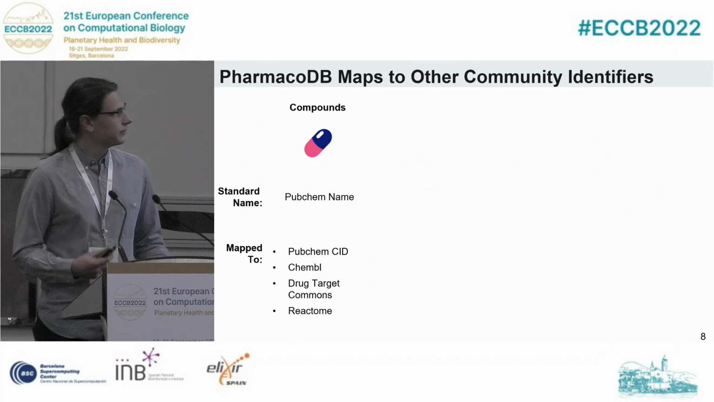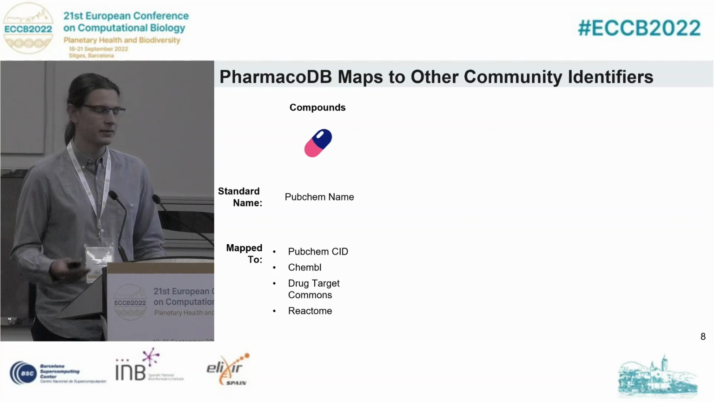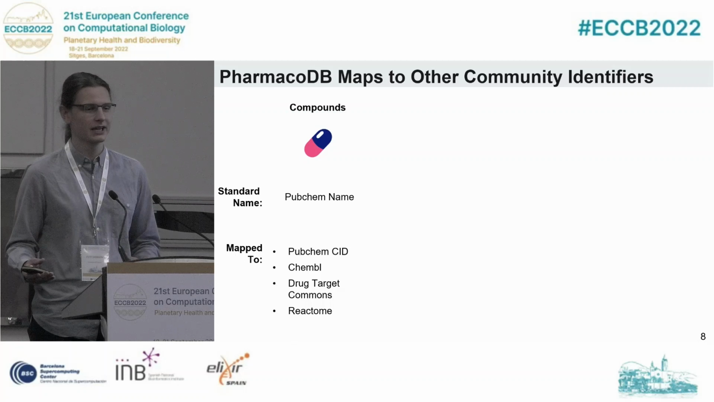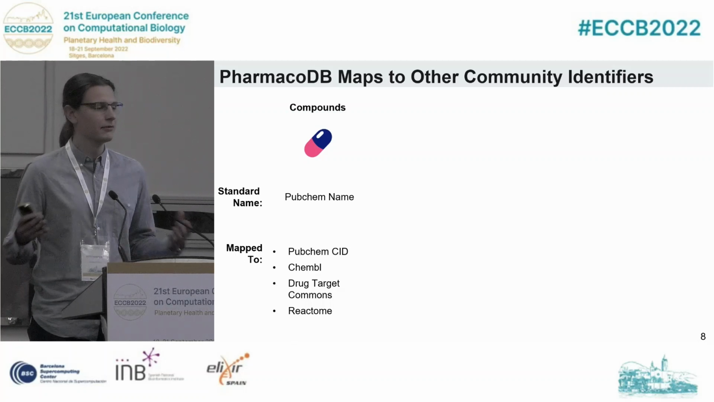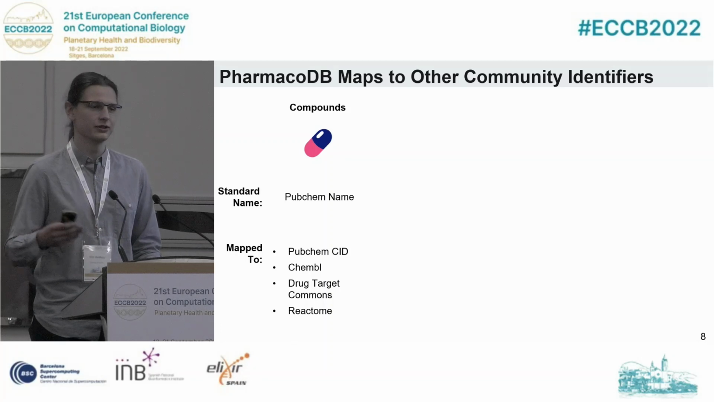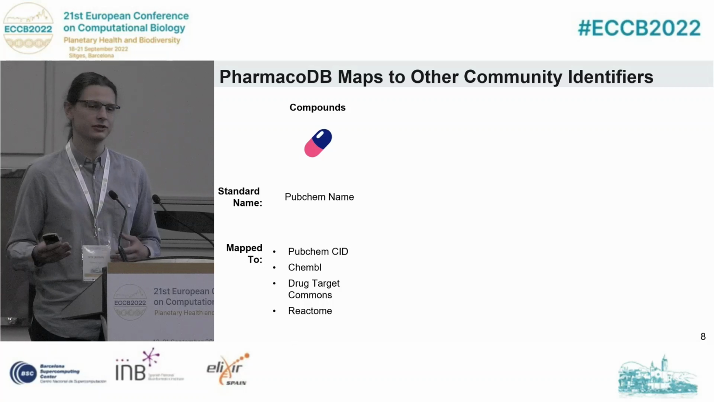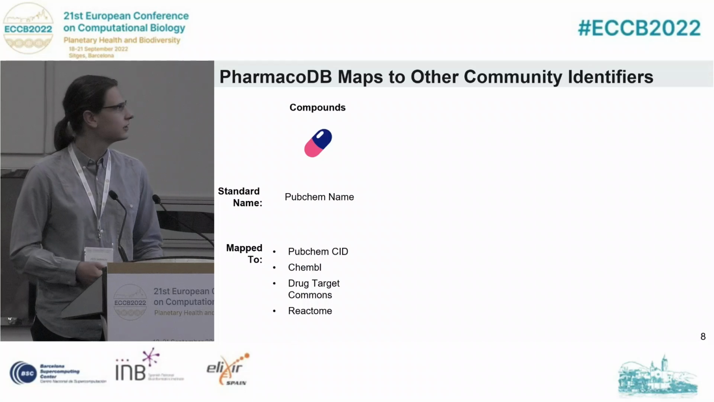So coming back to PharmacoDB, we've tried as much as possible to map to standard identifiers already used by researchers commonly. So for compounds, we map everything to PubChem because pretty much every molecule, almost every molecule is in there. We also map to ChEMBL, to Drug Target Commons so that you can find target information, as well as to Reactome so you can see which pathways are being targeted by that compound.